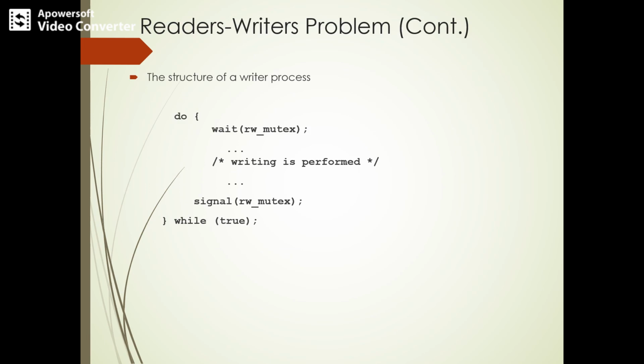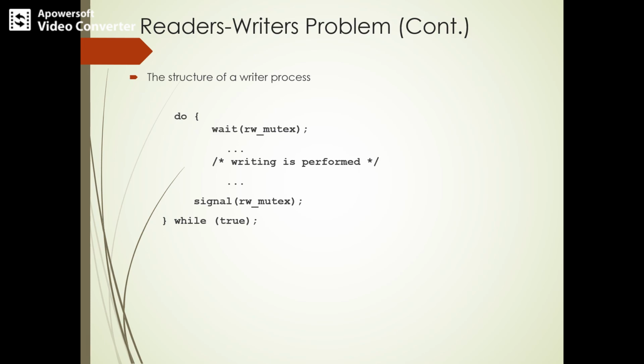So next is the structure of the writer process. You can observe that there is the read write mutex, which was set to 1, and the mutex was also set to 1, right? But the read count, the number of readers, is set to 0. So these are the semaphores, the read write mutex which was set to 1.